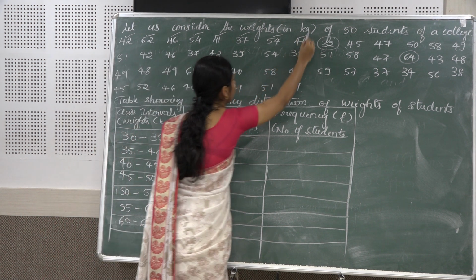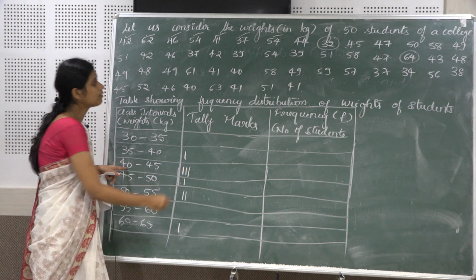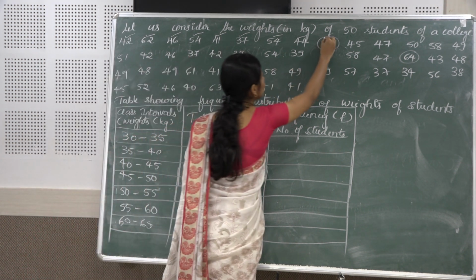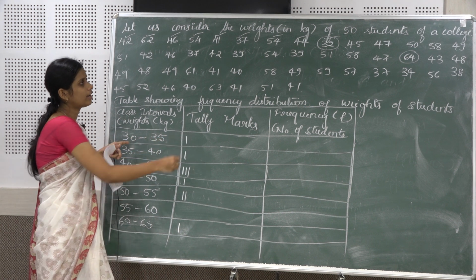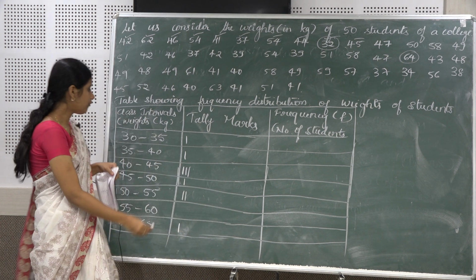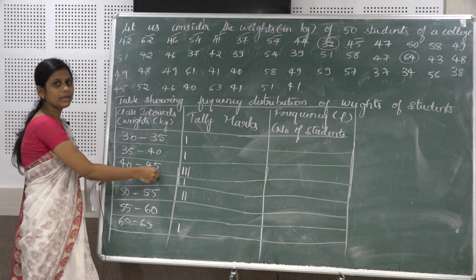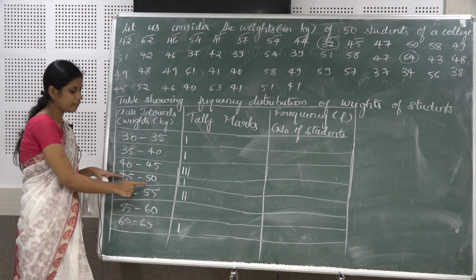Next 44. 44 is in class 40 to 45. Next 32. 32 lies in the class 30 to 35. Next 45. See, 45 is repeated twice. One is in 40 to 45. Next is in 45 to 50.